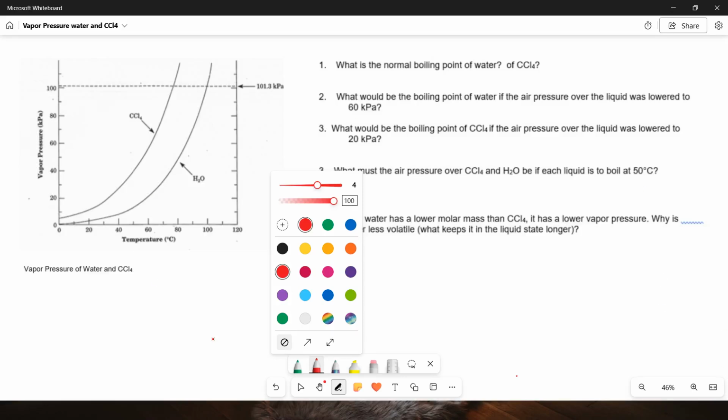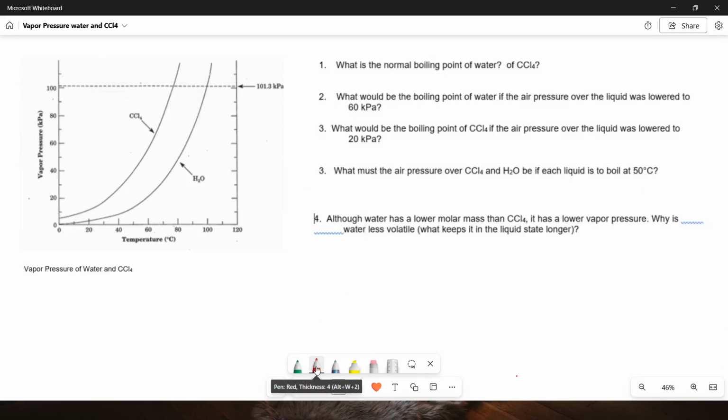This is video number 2 of doing phase diagrams, and in this example we're going to look at a portion of a phase diagram that has both water and carbon tetrachloride, CCl4. And so you can see here the axes are labeled. We have temperature along the X, and we have pressure or water vapor or vapor pressure along the Y.